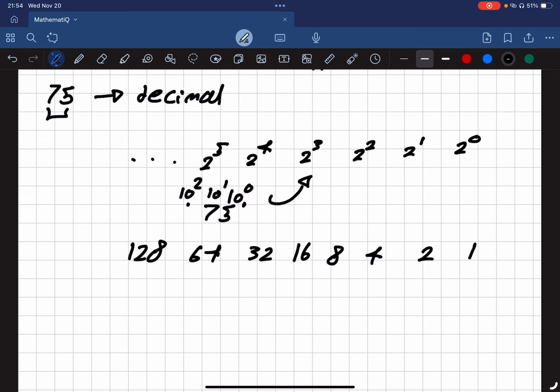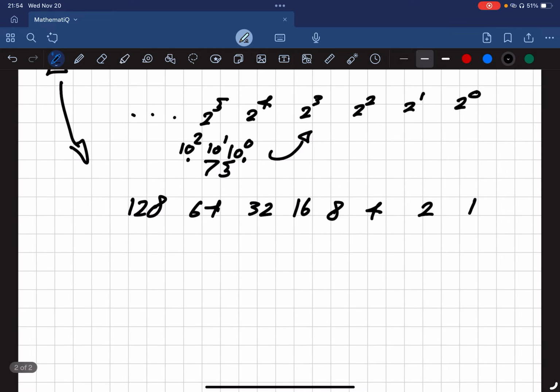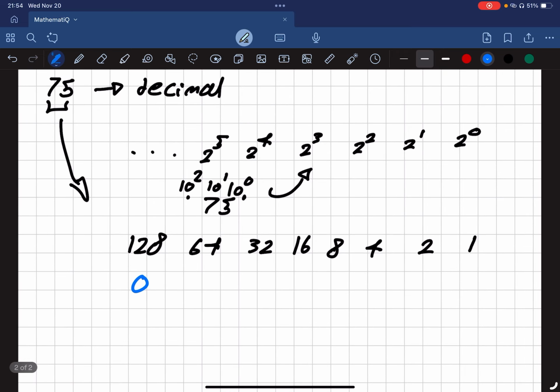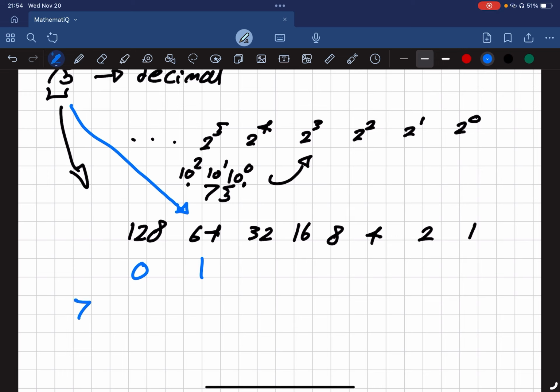First, we start with 75 and compare it to 128. Does 75 fit into 128? As in, is 75 greater than or equal to 128? The answer is no, it's quite obvious, so we put a 0 right over here. I'll put this in blue just so you can see that this is the answer. Then we go on to the next one. Does 75 fit into 64? Yes, it does, so we put a 1. Then we update the number that we currently have: 75 minus 64 is 11.